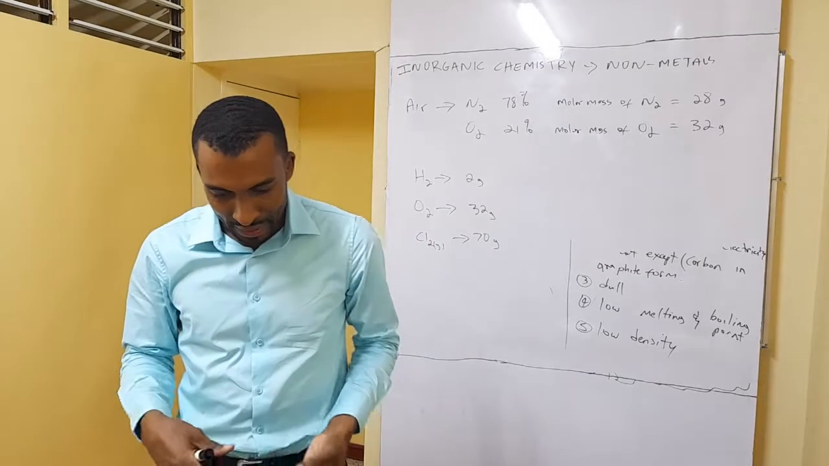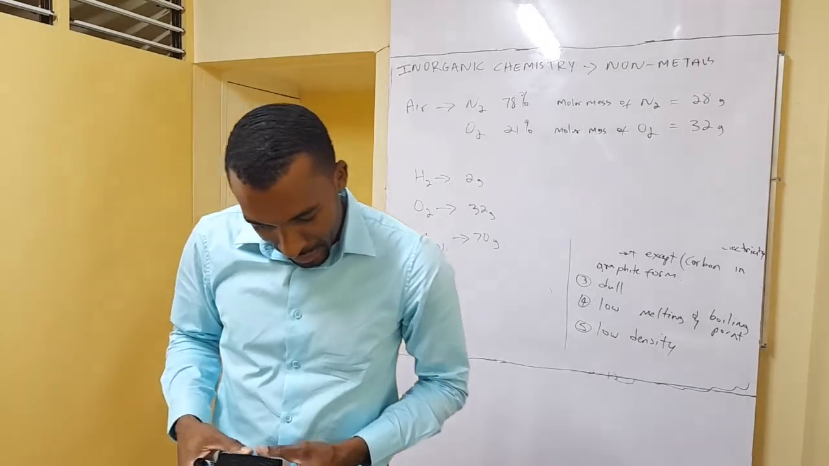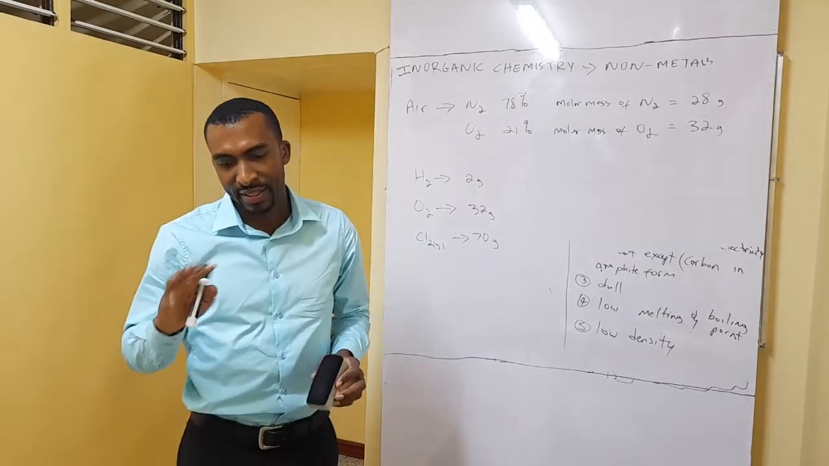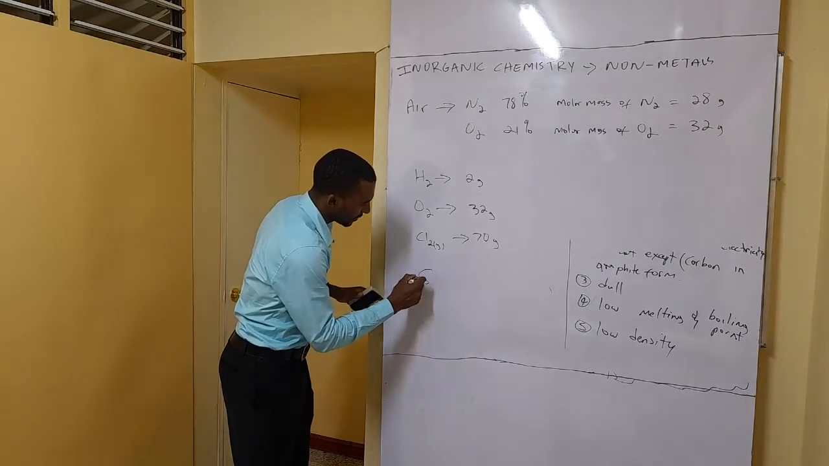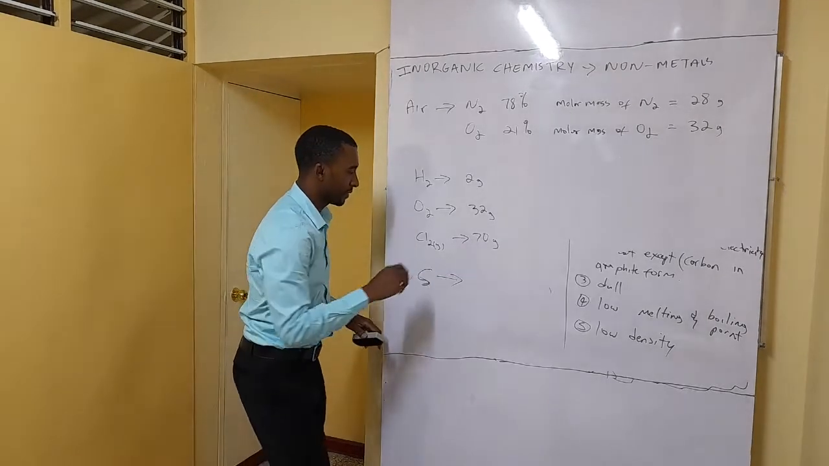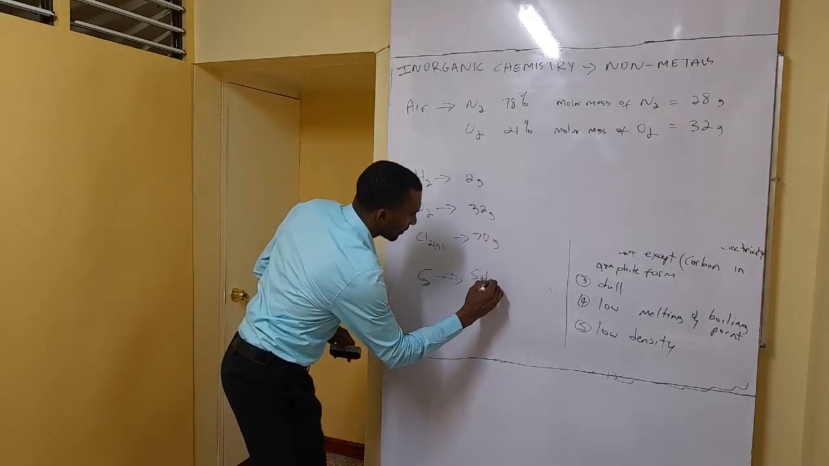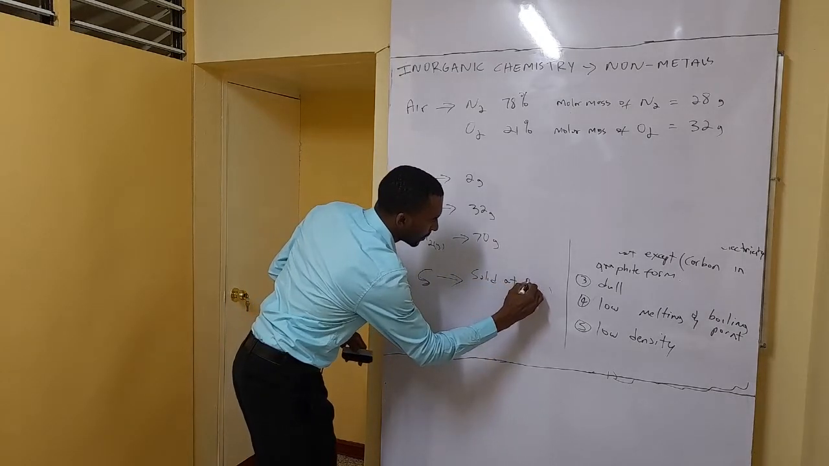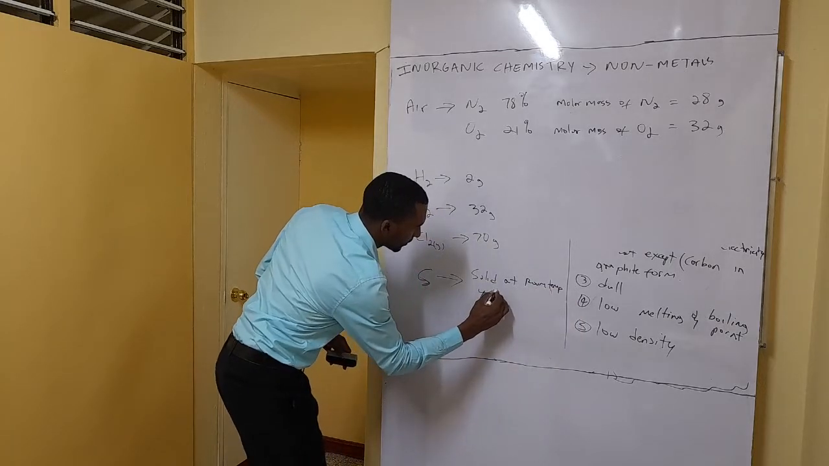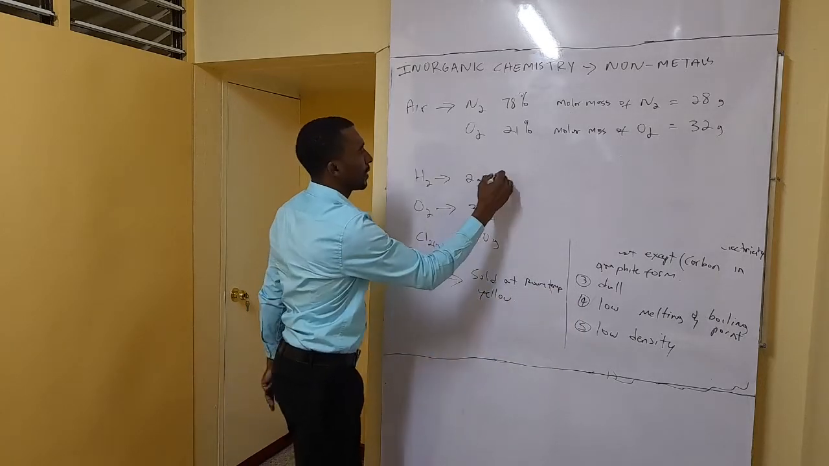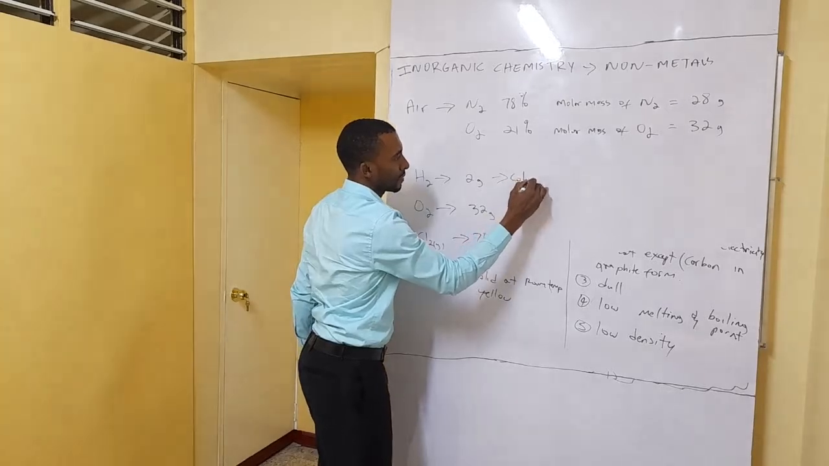And as I said before, sulfur is a solid at room temperature, and it's yellow in color. Oxygen is colorless.